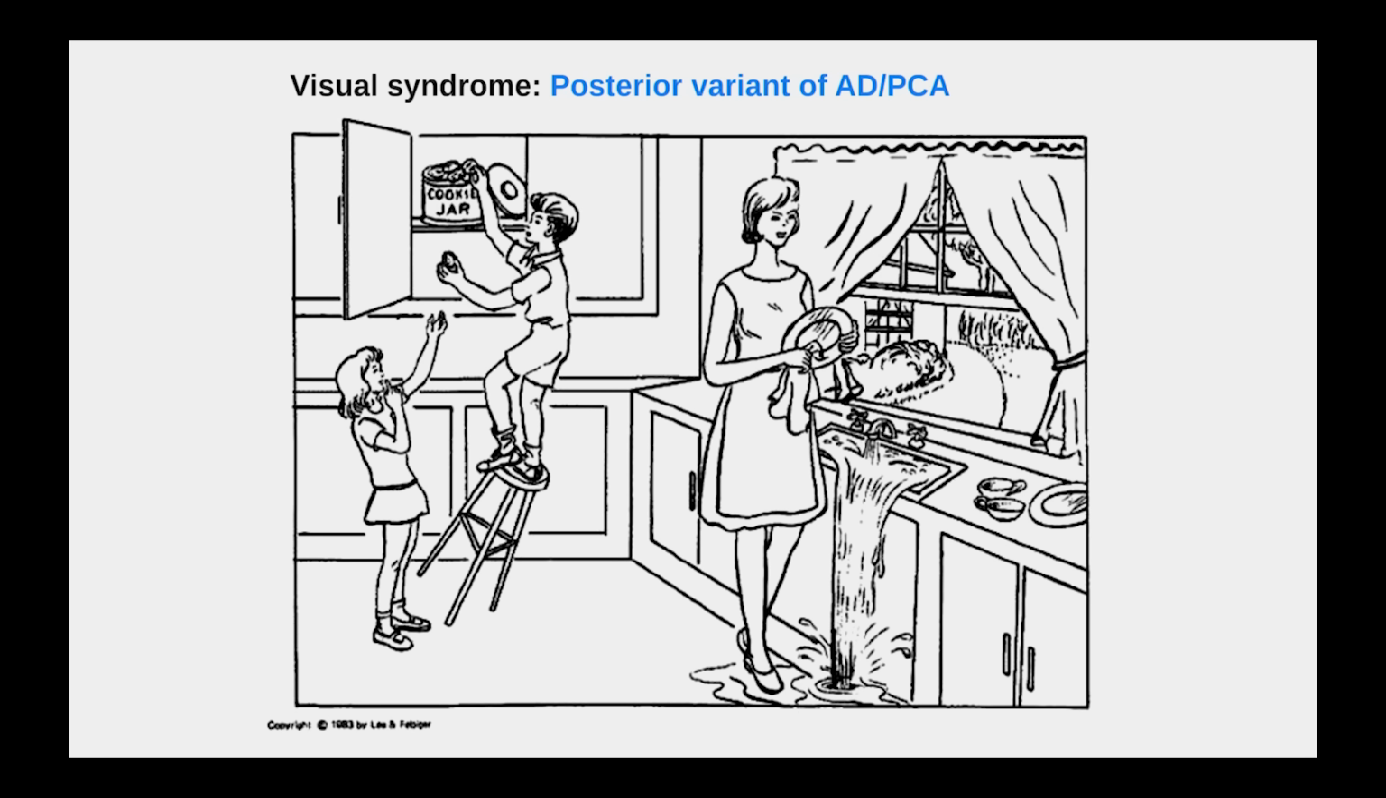This is a picture that we often show our patients in order to determine how well they are processing visual cues and stimuli. So we ask them to describe to us what's going on in the picture. And as you can see, there's a lot going on in this picture, right? There's water running, the mom has her back turned to her kids who are maybe stealing cookies from a cookie jar. And this would be the way that you would want somebody to describe that picture.